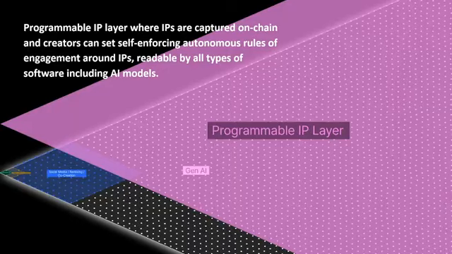And programmable IP layer, we define it as where on this layer, the IPs are captured on chain, and creators can set self-enforcing autonomous rules of engagement around their IPs, and machines, including LLMs, can read these data, metadata, very easily, frictionlessly, and permissionlessly right on top of it, right?